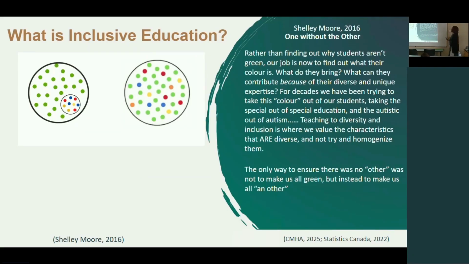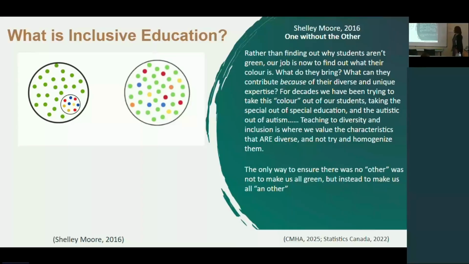She said, rather than finding out why students aren't green, our job is now to find out what their color is. What do they bring? What can they contribute because of their diverse and unique expertise? For decades, we've been trying to take this color out of our students, taking the special out of special education and the autistic out of autism. Teaching to diversity and inclusion is where we value the characteristics that are diverse and not try to homogenize them.